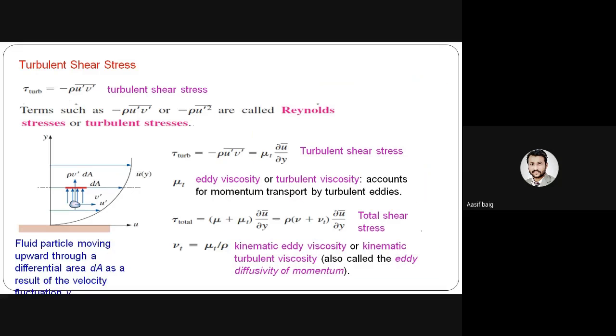So here is the turbulent shear stress. Turbulent shear stress is nothing but minus rho u'v'. Terms such as minus rho u'v' or minus rho u'^2 are called Reynolds stresses, or turbulent stresses. From the figure of the velocity, fluid particles are moving upward through a differential area dA as a result of the velocity fluctuation.